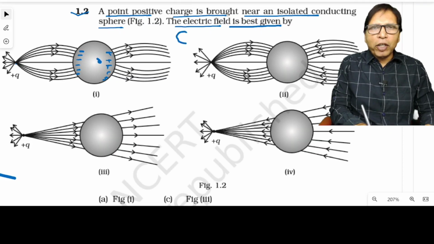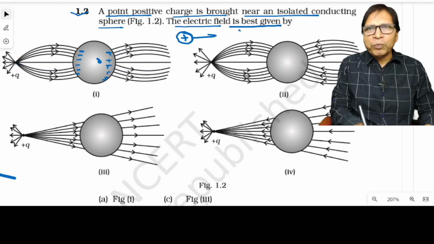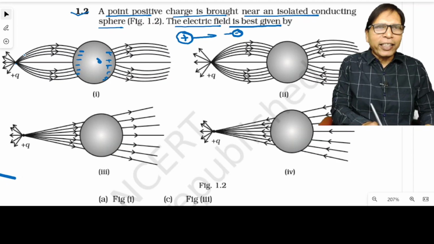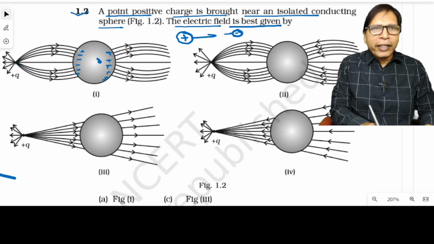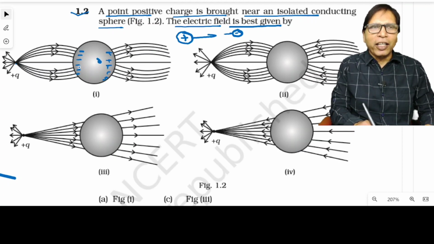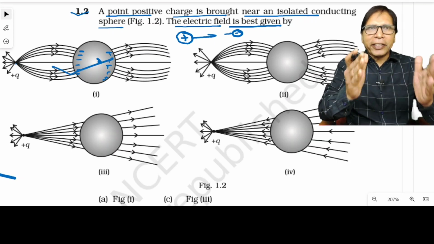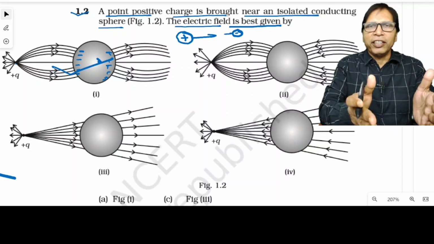So look at this. According to the properties of lines of force, the lines of force originate from the positive charge and terminate at the negative charge. So look at this. Here lines of force terminate perpendicular to this point. Now here lines of force originate from this perpendicularly. So this figure is the correct representation of the field.